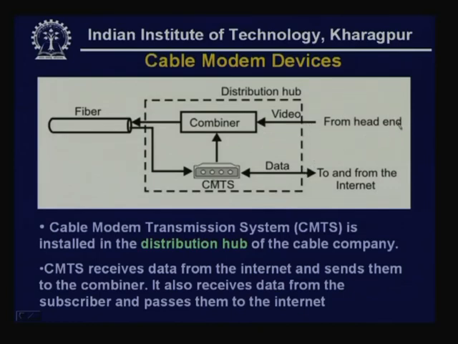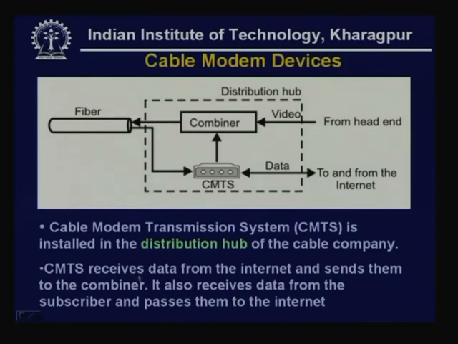Two signals are coming: one is coming from the head end, the video signal, and the other is coming from the internet. As you can see, it is a bidirectional signal which is going to the CMTS, and it is combined here, and that goes to the fiber. That means the signal which is downstream is combined and goes to the user, and the signal which goes to the internet comes in this direction, and it goes to the internet. So, this is how the communication takes place.